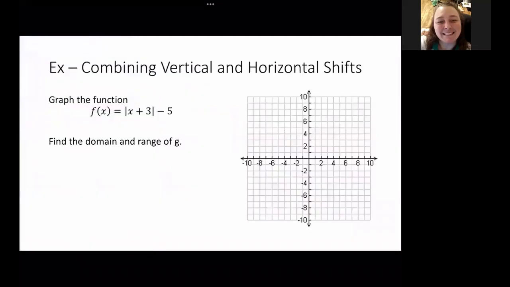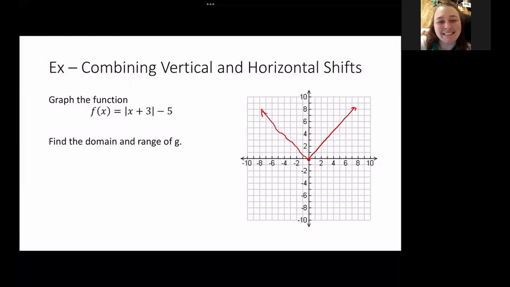Let's do one example where we're going to attempt to combine them. So we're going to graph this in steps. What we're going to try to do is graph f of x equals the absolute value of x plus 3 minus 5. And then we're going to find the domain and range. So first, let's graph f of x as the absolute value of x. We remember from last time that it is this V with the origin point at 0, 0.